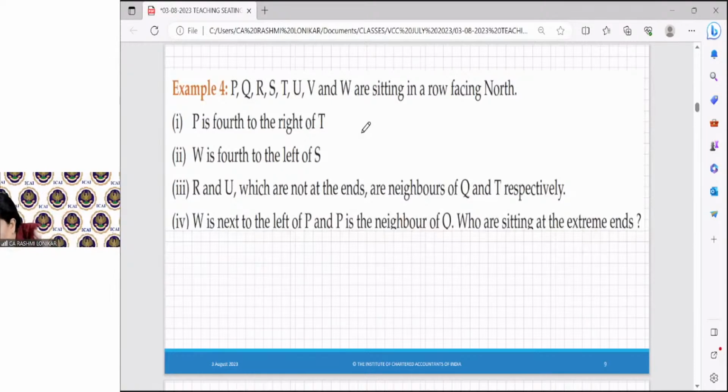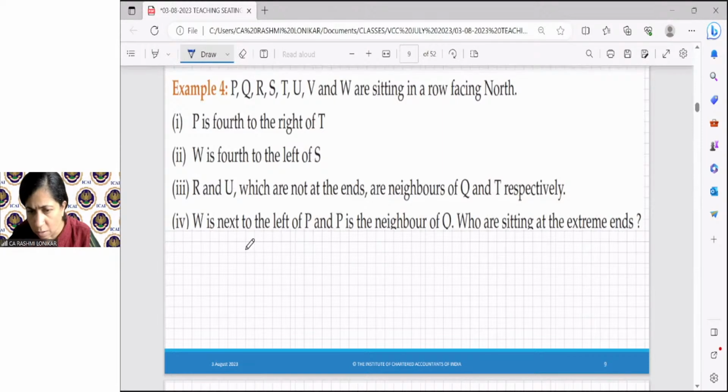First thing you should do is find out how many people there are or how many objects there are. P, Q, R, S, T, U, V, W. So there are 8 people. Now let us see what is given to me. P is to the right of T. So I have T. This is his right. Oh, sorry. This is his left.